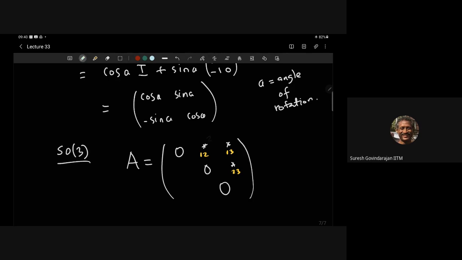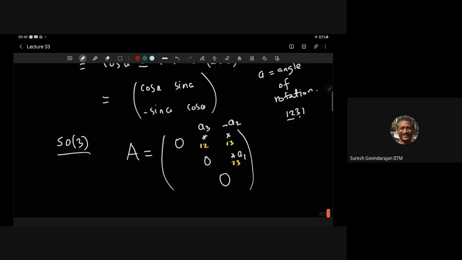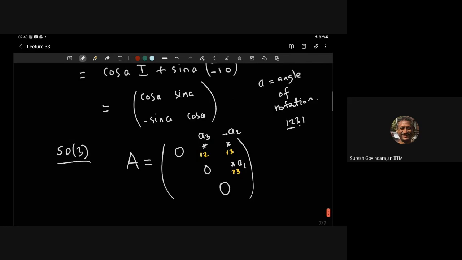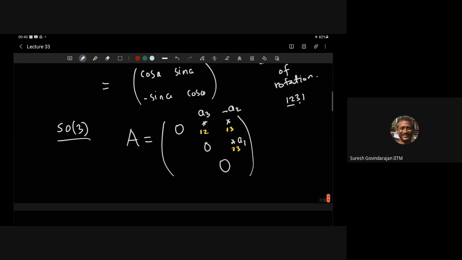So what we will do is we'll call this star element A3. It's like the cyclic permutation 1, 2, 3, 1. So 1, 2 will be called 3. What should we call the 2, 3th guy? A1. And this guy is now 1, 3, which is the opposite. 1, 3, 2 we would have written, but we can put a minus sign. This is the convention. Is this clear? This is some convention I'm following.